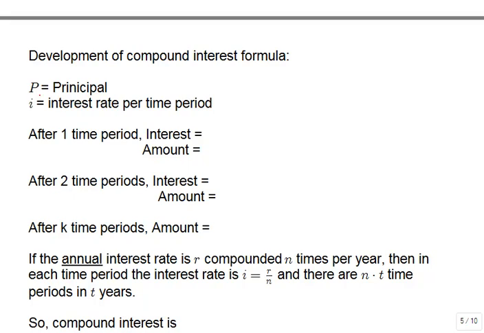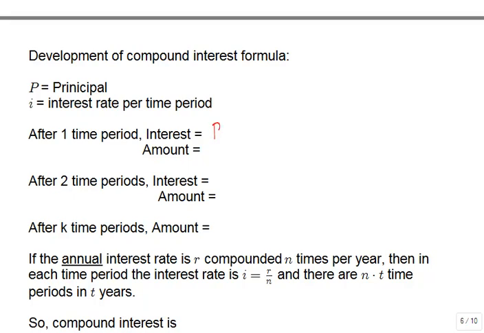First of all, we're going to let P be our principal, and principal is the initial amount of money that you would invest into your bank account. I is going to be the interest rate per time period, so however often you're getting interest. Let's talk about how much interest you would earn after one time period. So after one time the bank computes interest on your account, how much interest would you have earned if you initially invested P dollars as principal and you're earning an interest rate of I?